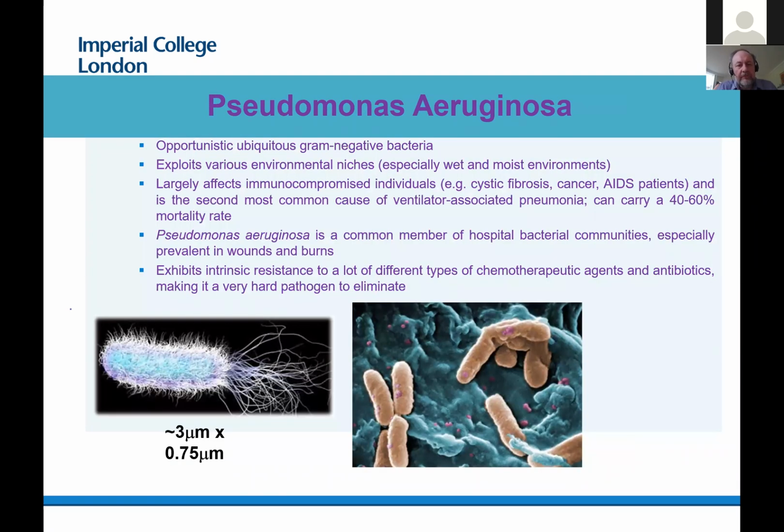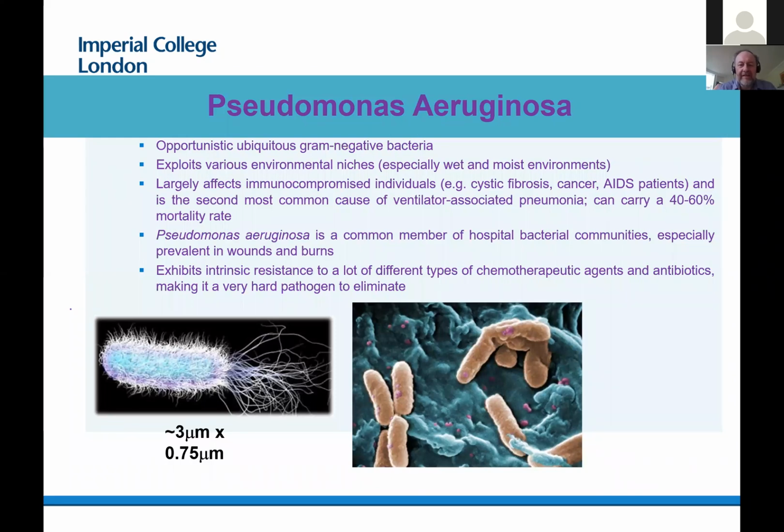So today's presentation, most of the work, although not all the work, will focus on a particular bacteria called Pseudomonas aeruginosa. It's a relatively common bacteria. It's described as being an opportunistic gram-negative bacteria. It's particularly prevalent in niche environments which are wet or moist.